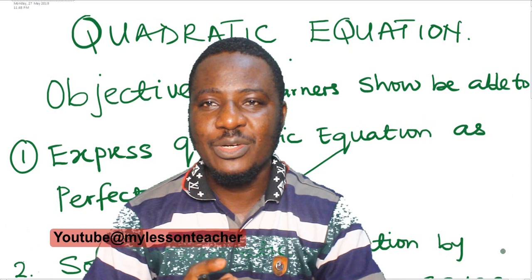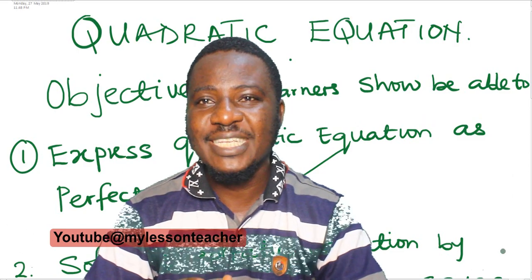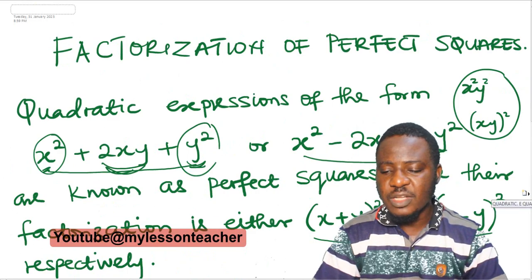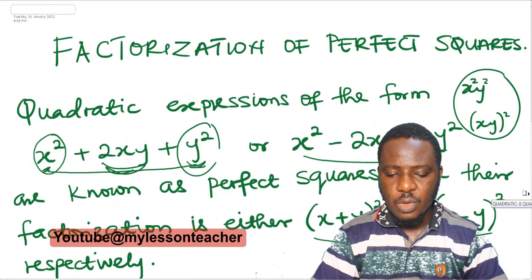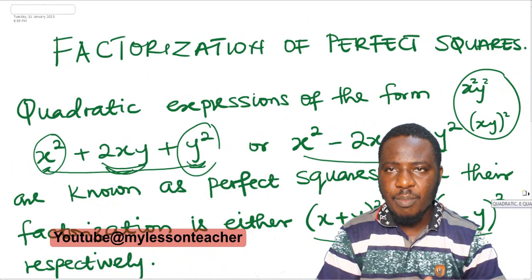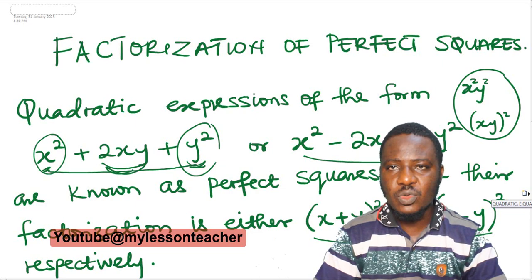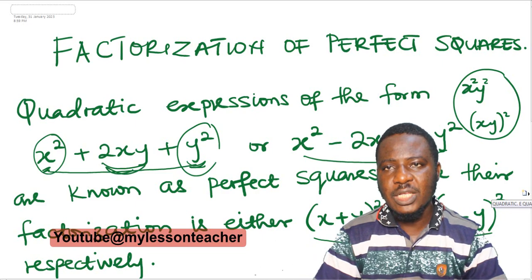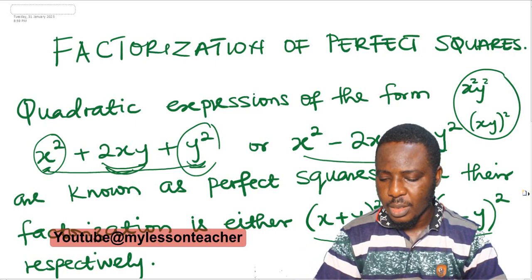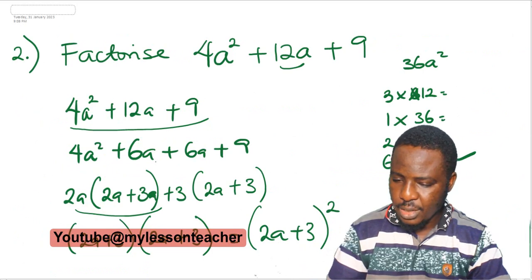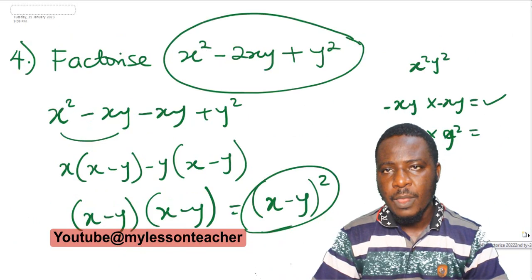Today's class is a continuation of our previous classes on quadratic equations. At the previous class, we looked at factorization of perfect squares, where we said quadratic expressions of the form x squared plus or minus 2xy plus y squared is said to be a perfect square if it can be factorized into bracket x plus or minus y all squared. I gave you so many examples and exercises there which we did solve.